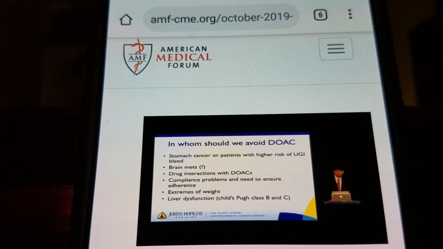Brain mets, just because of the issue with reversal, we're very, very wary of using DOACs. Drug interactions, be careful. Assess for drug interactions before you start them. Anytime there's compliance problems, there's no way to monitor a DOAC really. You can now start sending off anti-Xa tests that are calibrated to a DOAC, but it takes several days to come back. Extremes of weight, remember, once you go over 120 kilograms, these drugs, the DOACs, you really don't have good guidance on dosing. And lastly, liver dysfunction, Child-Pugh class B or C, please avoid the DOAC.